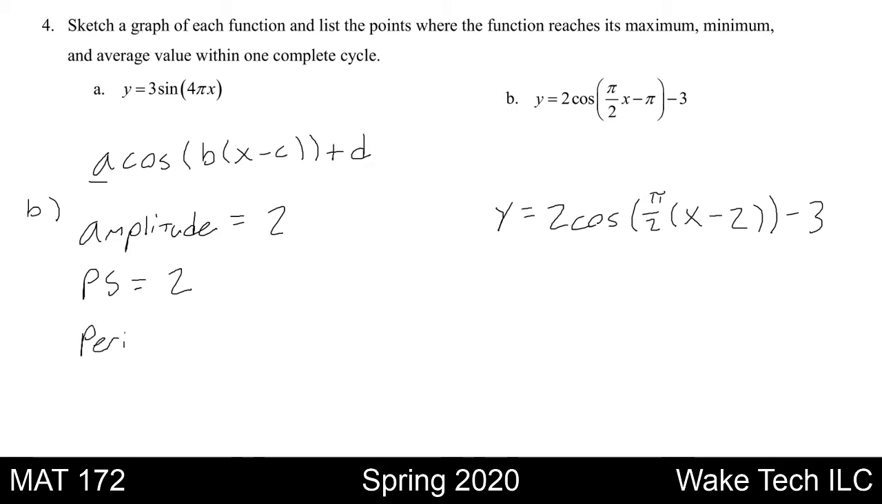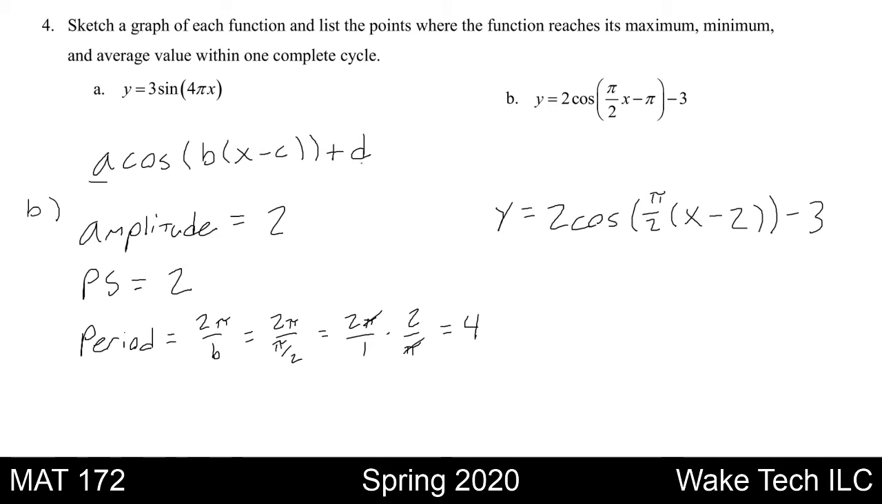The period, by contrast, can be calculated using b here. That is, period is always 2 pi over b. For us, b is pi over 2, as we can see over here. So 2 pi over pi over 2, which is the same thing as 2 pi over 1 times 2 over pi, with some terms canceling out, and we get 4.